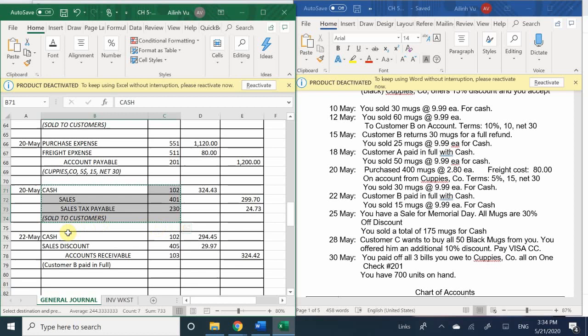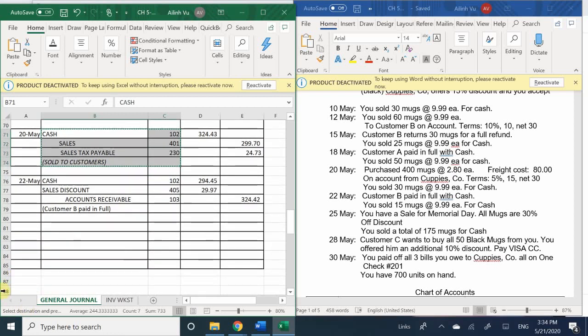Okay, so what are we recognizing? Cash, sales, and sales tax. Exactly. We need to recognize that we received cash. We need to recognize that we had a sale. And we need to also recognize that there is sales tax for that.